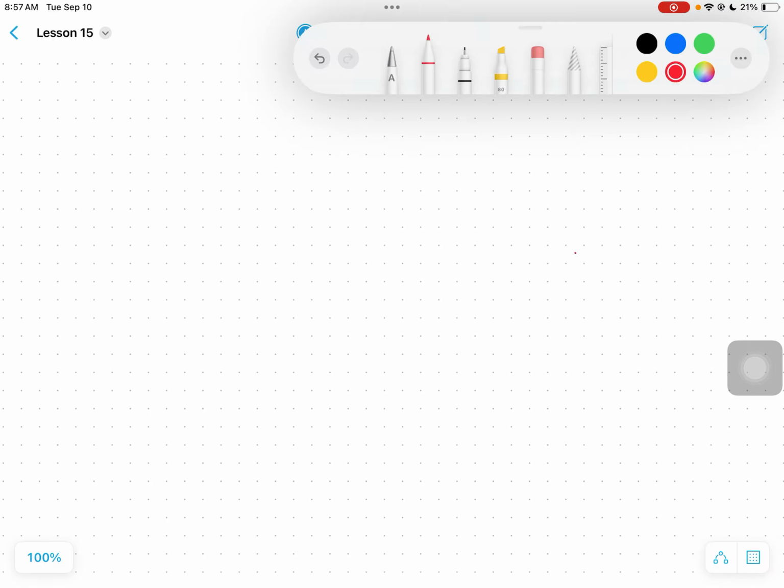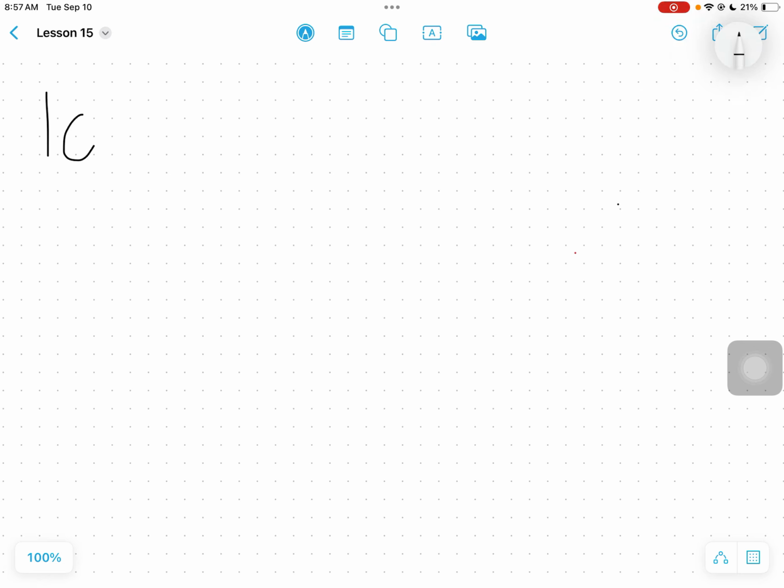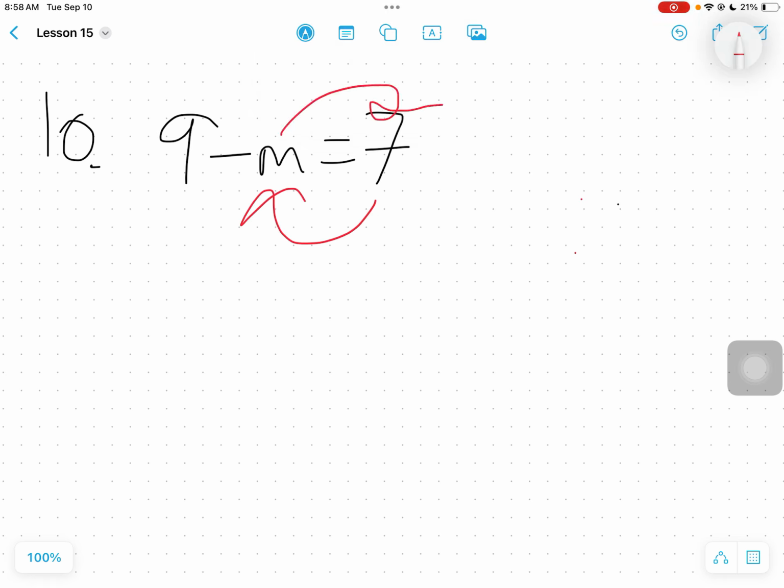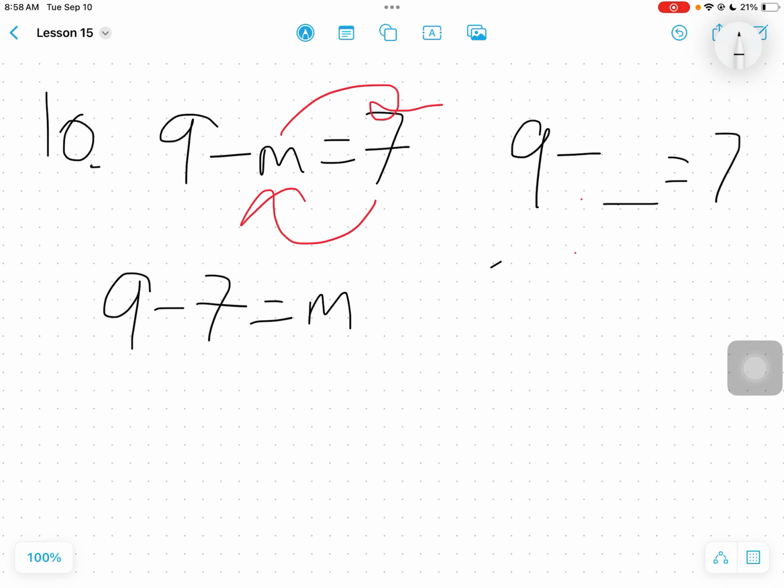Number 10. We have 9 minus m equals 7. As we went over, these can just rotate spaces. That is one way to do it, so that you can solve for m. Remember to plug the value for m back into the original equation to see if your answer is correct.